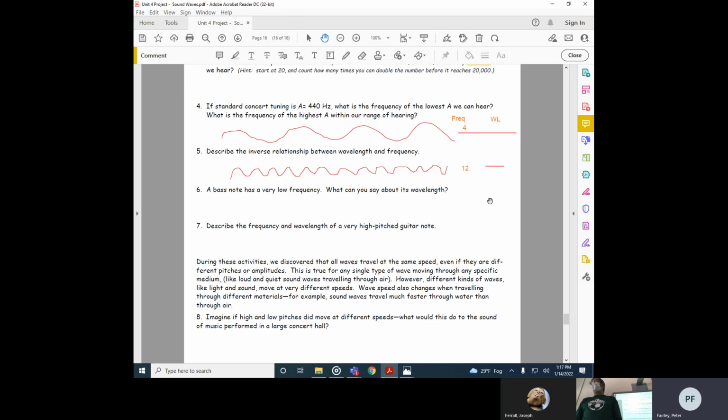A lot shorter. But wait a minute. The frequency was a lot higher, wasn't it? So look at the relationship here, you guys. When frequency increases, the wavelength gets smaller. When one goes up, the other goes down. And what do we call that relationship? If they're opposites, it is inverse. So when frequency increases, wavelength decreases, right? Or vice versa. When frequency decreases, wavelength increases.